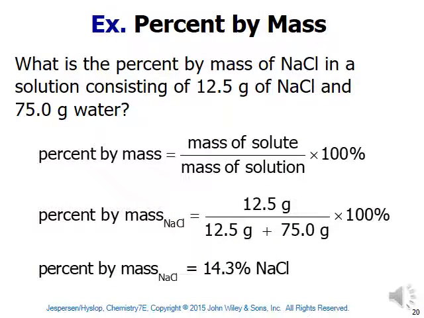Okay, so let's just look at an example. What is the percent by mass of sodium chloride in a solution consisting of 12.5 grams of sodium chloride and 75 grams of water? Well, it's solute over solution. Solute is 12.5. The solvent is 75. So add them together and then divide, and you simply come up with 14.3.